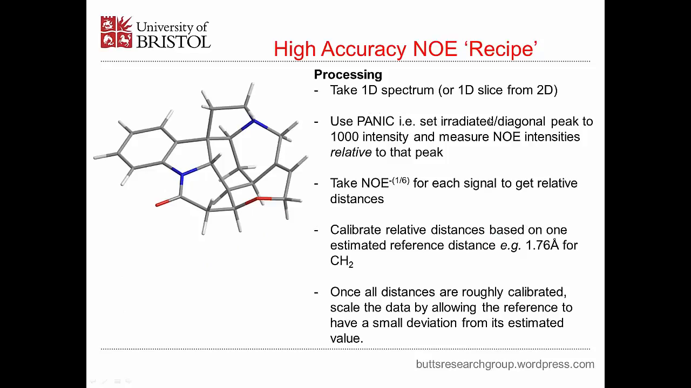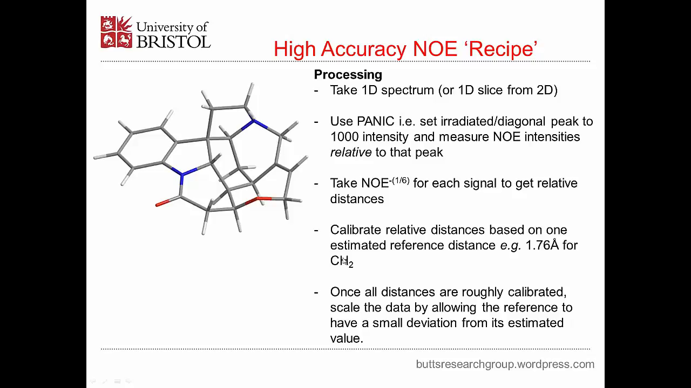So just to reiterate how we go through that, we essentially take a 1D NOESY spectrum or a 1D slice from a 2D. We use PANIC in order to get all of the NOE intensities for all of our NOE spectra to be relative to each other. We use the -1/6 scaling, or the power of -6 scaling if you like, to calculate relative distances and then use one reference distance, typically a CH2, but it absolutely doesn't have to be. It can even be a flexible distance if you want it to be. The distance you use to reference this is purely to get everything, roughly speaking, onto the right scale, and then we scale that against our model system to see how good a fit we can get.